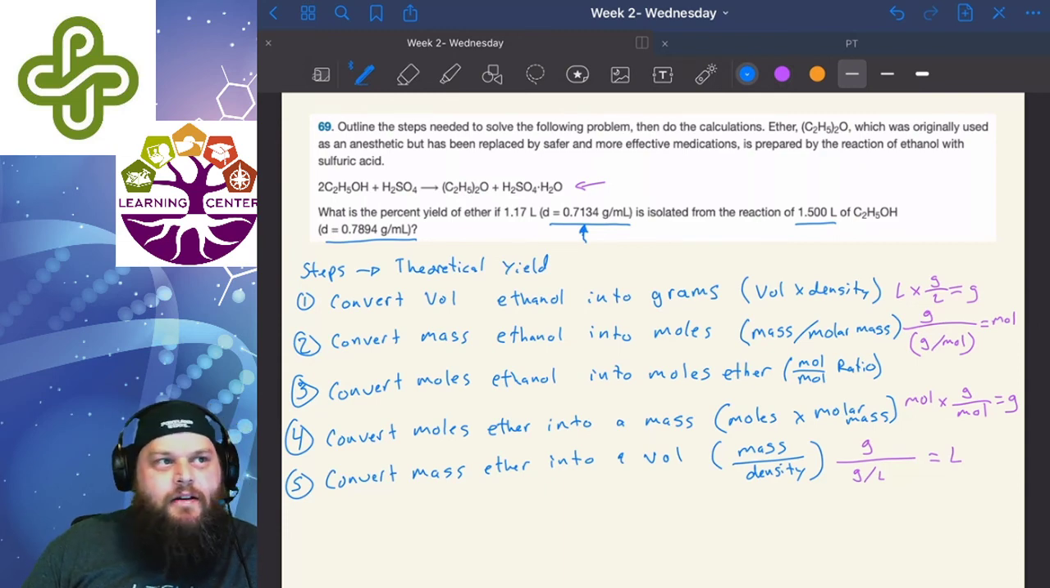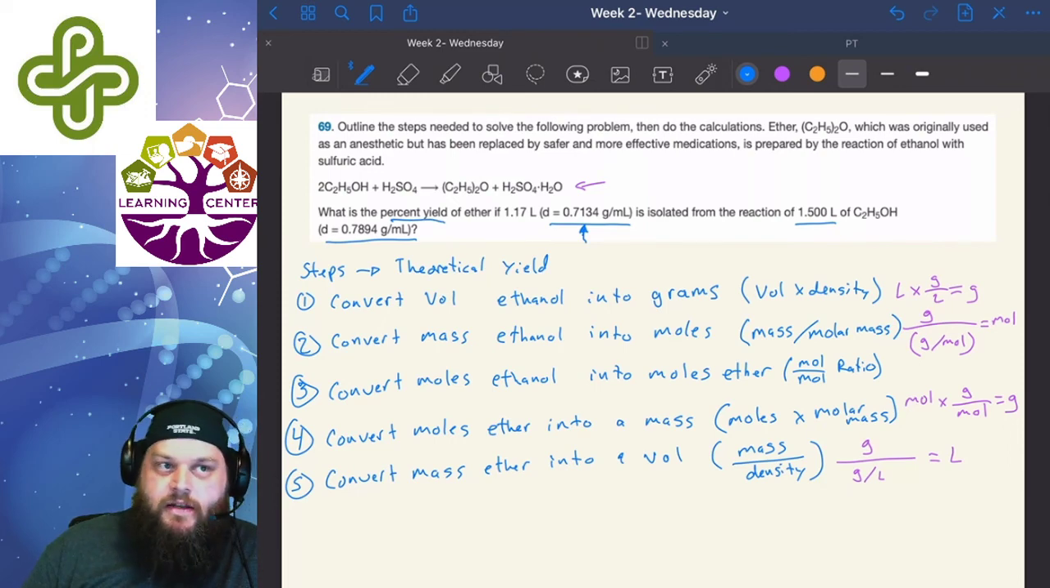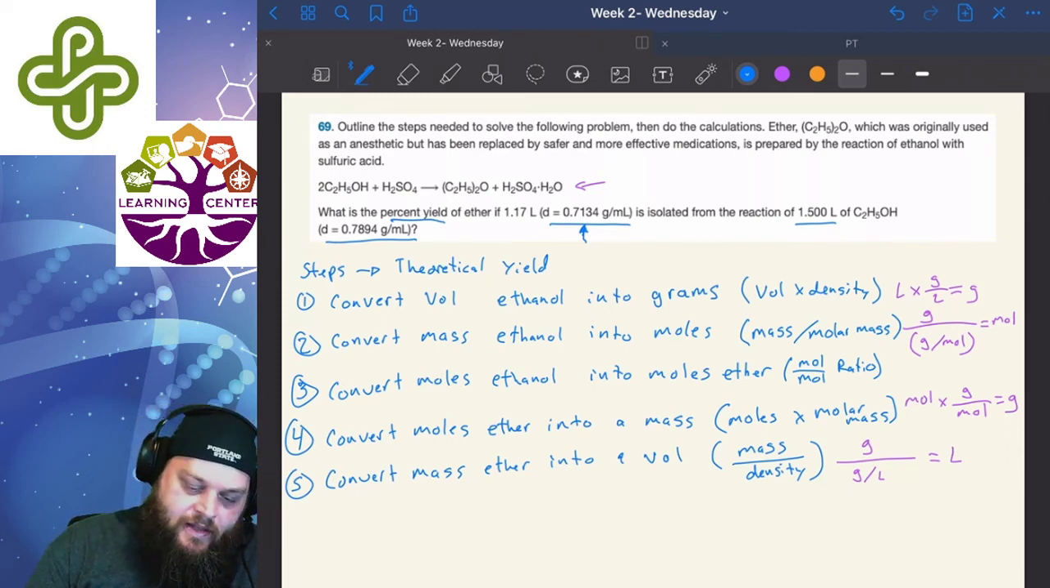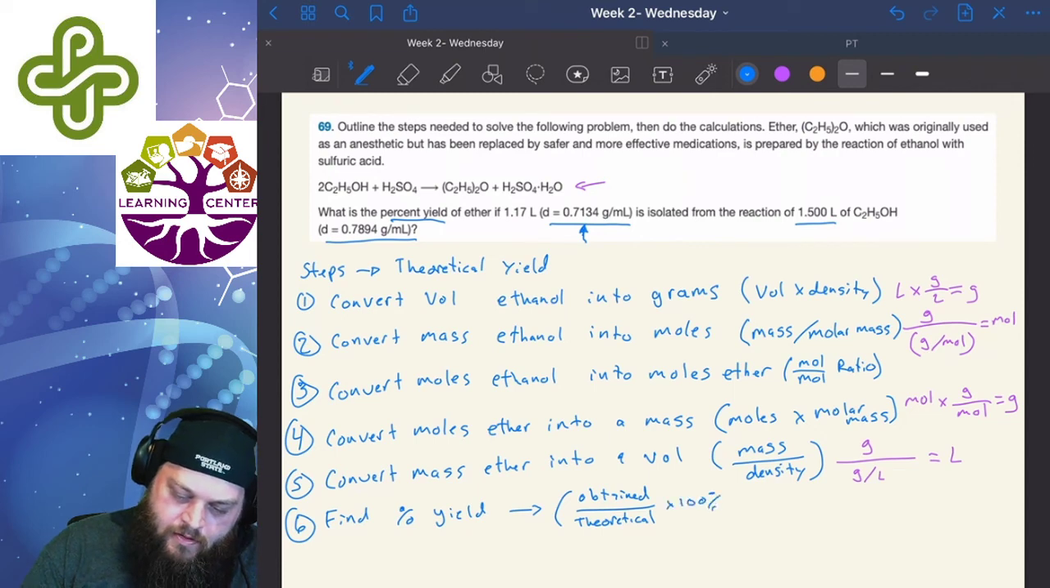And once we get that liter, we now can figure out that percent yield, because that would tell us the theoretical yield that we have. So the last thing is to find percent yield. And that is by using the obtained yield divided by the theoretical, and we multiply by 100 to get a percent.